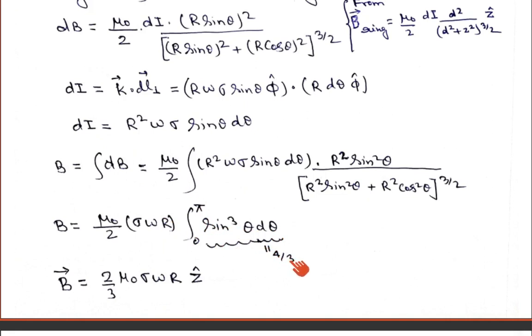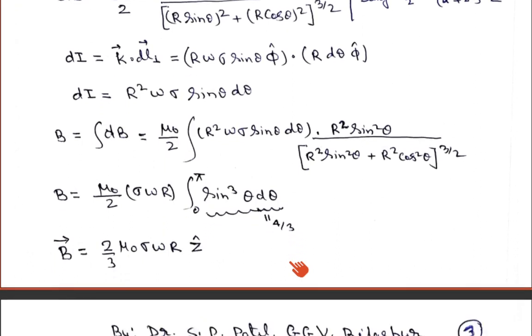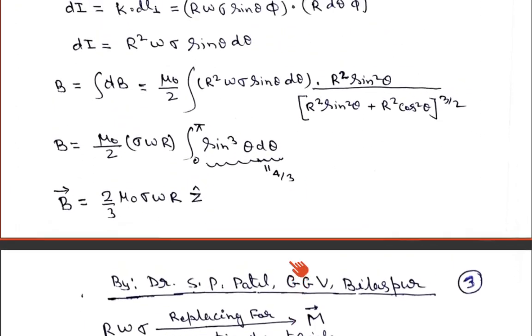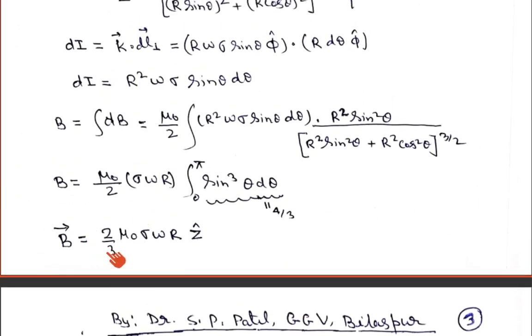equal to 4 by 3. So if we write the magnetic field at the center of the sphere, that is the spherical cell, so that will be equal to B is equal to 2 by 3 mu 0 sigma omega r along the z unit vector, that is along the z axis. Okay.